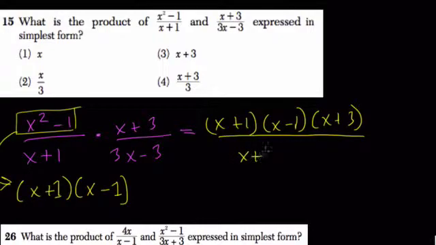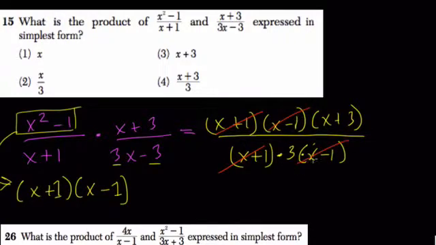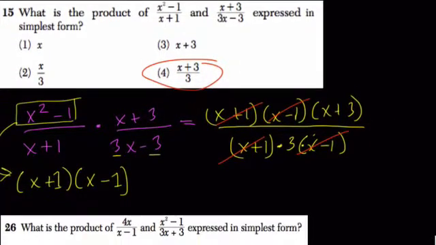Over x plus 1 times, and then we factor this 3 out in both terms, times 3 times x minus 1. So notice that the x plus 1's cancel out, the x minus 1's cancel out, we have x plus 3 over 3, or choice 4. So always try to cancel out before you distribute.